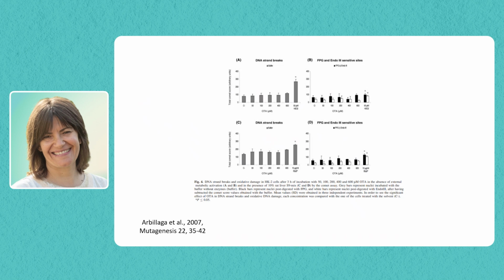Hydrogen peroxide is a very good positive control. It induces a lot of breaks and it's not toxic to handle. Ochratoxin is quite toxic. So what you can see here, this is the negative control. And this is the breaks. So is ochratoxin A inducing breaks?